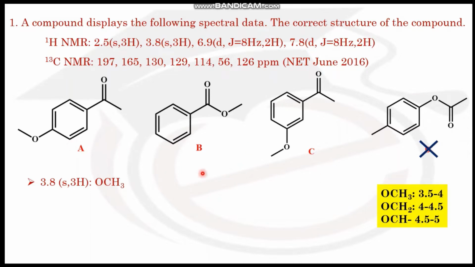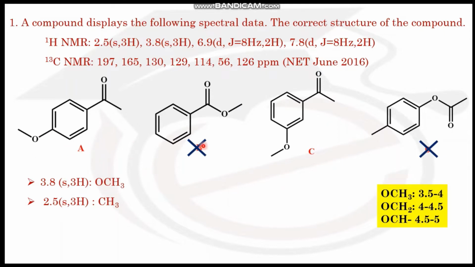With A, B and C remaining, we look at the next value, 2.5 singlet 3 hydrogen, which indicates the presence of a CH3 that is attached to a carbonyl group. That means in A it is present, and in C it is present. So we can cut option B. Here no such CH3 is available; the OCH3 we already counted, and after that no CH3 is available in option B. Now A and C remain.